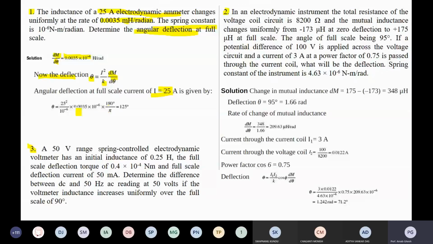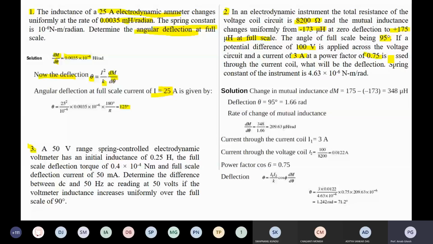Now for the next problem. In an electrodynamic instrument, the total resistance of the voltage coil circuit is 8200 ohm. The mutual inductance changes uniformly from 173 microhenry at zero deflection to 175 microhenry at full deflection. The angle of full scale is given as 95 degree. If a potential difference of 100 volt is applied across the voltmeter circuit, and a current of 3 ampere at power factor 0.75 passes through the current coil, what will be the deflection? The spring constant of the instrument is given as 4.16 into 10 to the power minus 6 newton meter per radian.